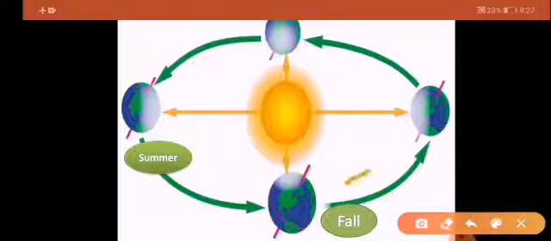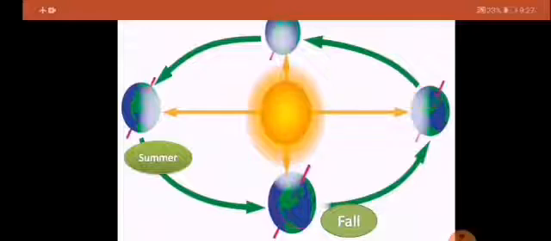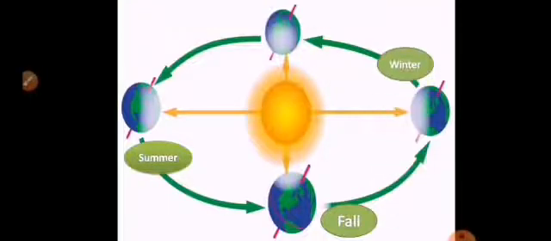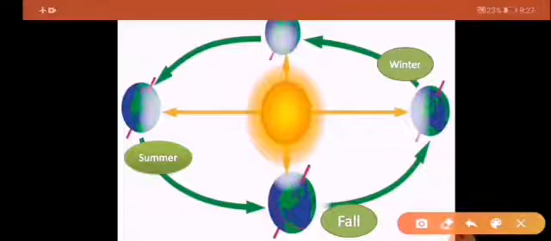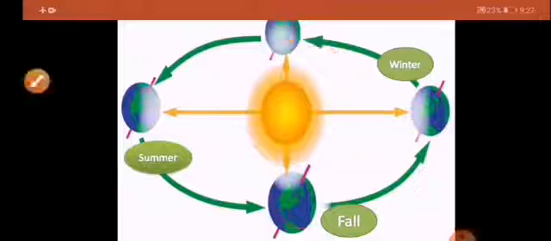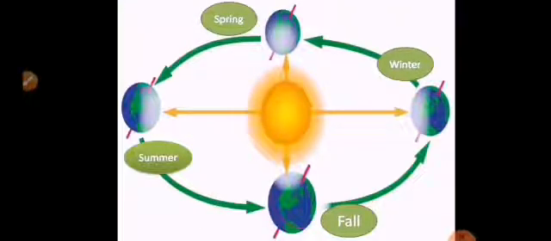Now, when the Earth starts to move again and reaches this point, the north part is pointed away from the Sun, and here it will be cold. So which season will we face? Very well, now we are in the winter season. In the end, when the Earth reaches this point and starts to be much warmer in the north, which season will we be in? Very well, we will be in the spring season.